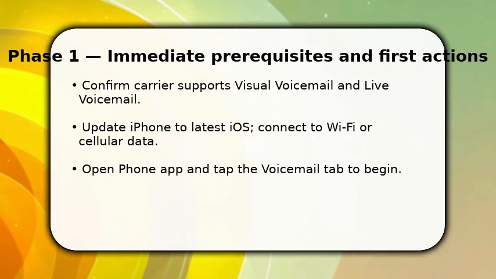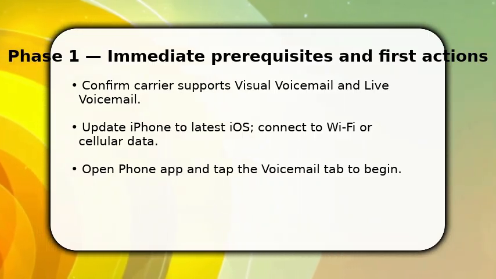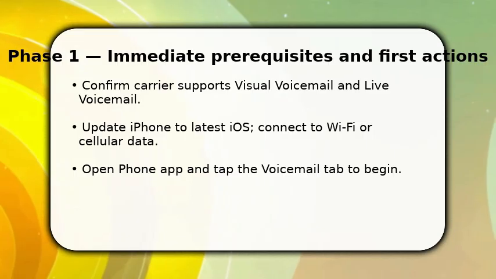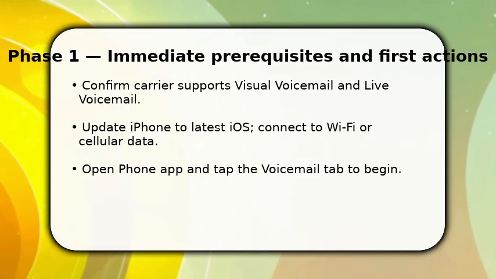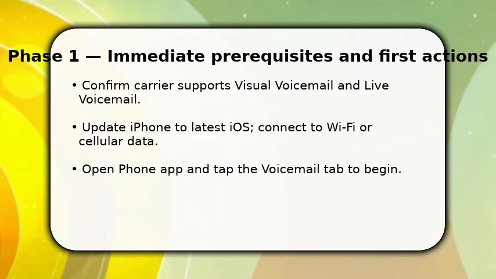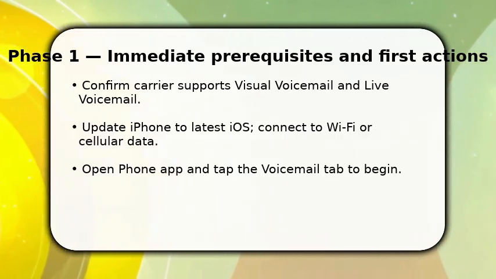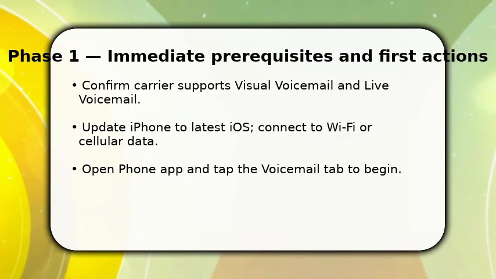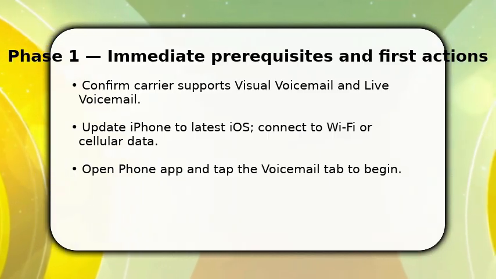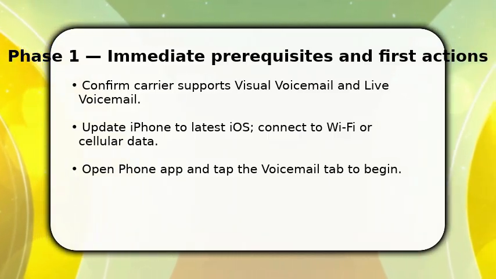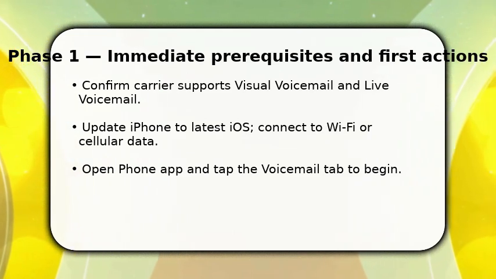Open the phone app and tap the voicemail tab. If you see a setup button, follow the prompts to create a voicemail password. Do that now. This step enables visual access and prepares the transcription service. You're initiating the feature. Completing setup here is required before live voicemail can be toggled on or used.